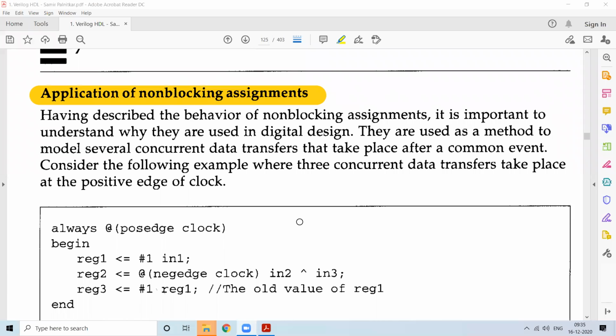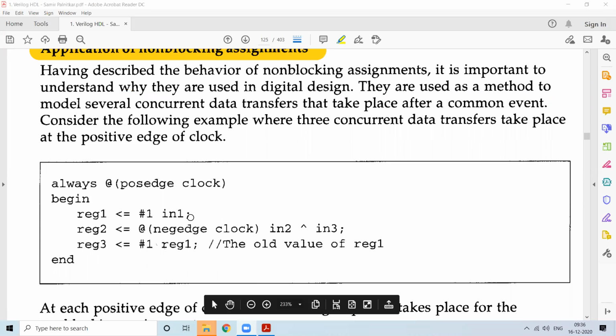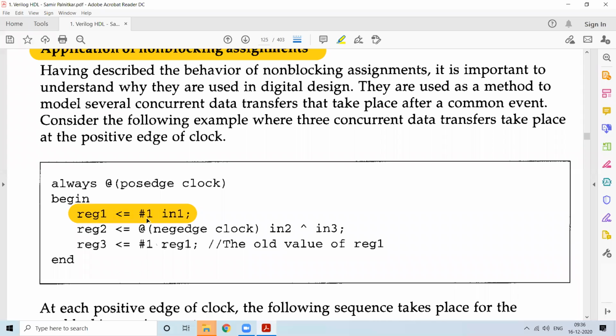We can see such behaviors in hardware. Therefore, we should have statements which help us achieve these kinds of behaviors. Here he has given an example: reg1, after one time unit of delay, in1 is assigned to it. Then reg3 also, after one time unit of delay, is assigned to the other one. And this is an event.